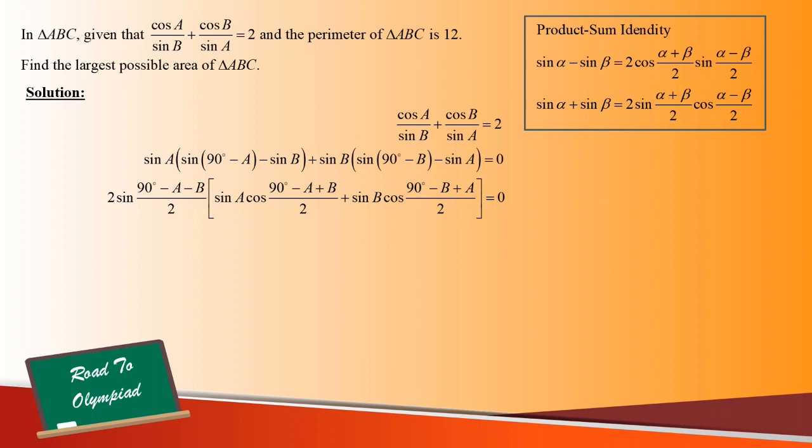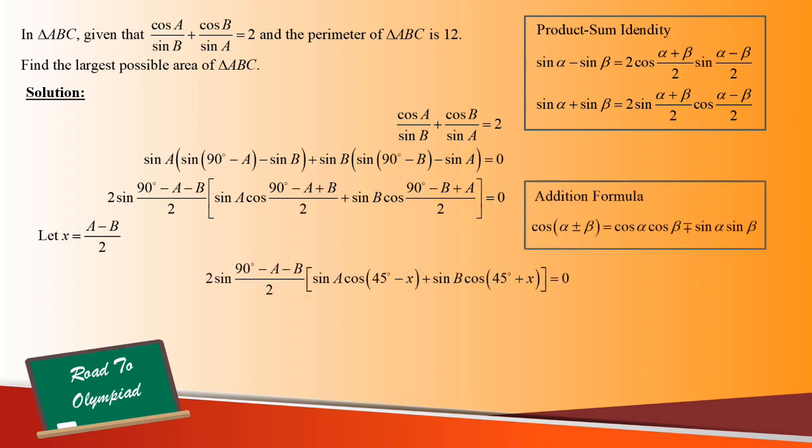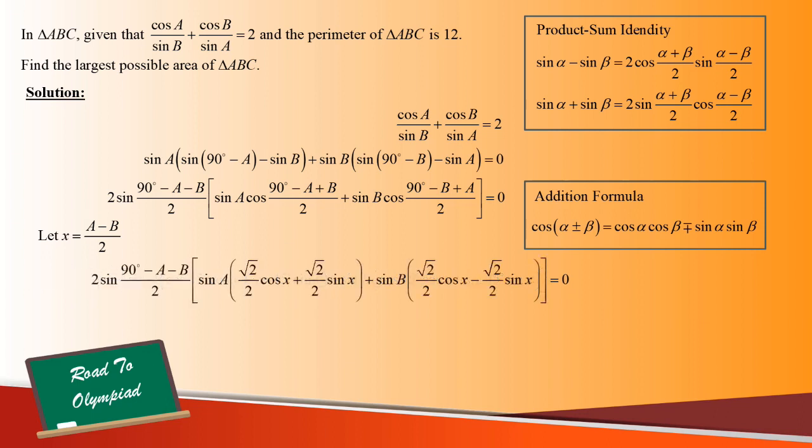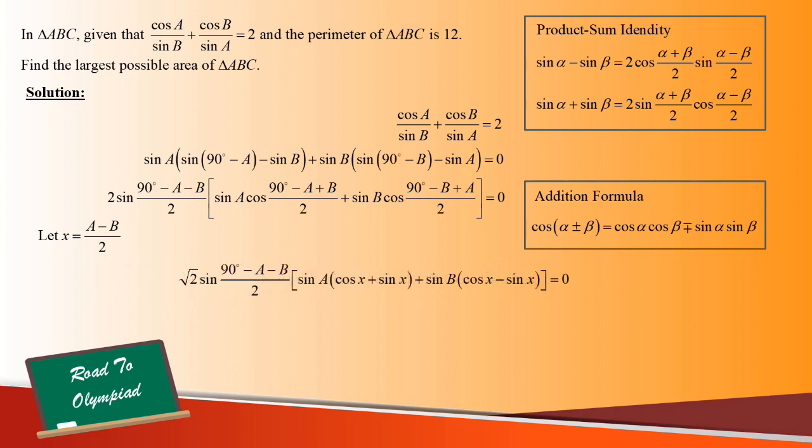To make things slightly easier, we let x be equal to (A minus B) over 2, and we can rewrite the equation as this. Now we try to use the addition formula for cosine to expand the cosine in the equation. And note that both cosine 45 degrees and sine 45 degrees are equal to square root of 2 over 2. We get this, which we can factorize the square root of 2 over 2 into this one.